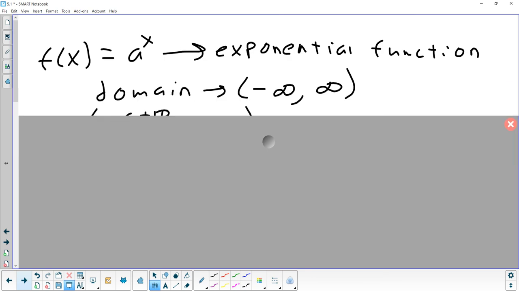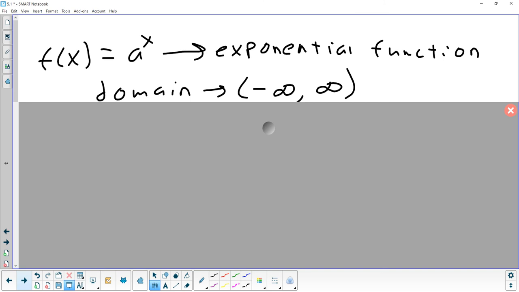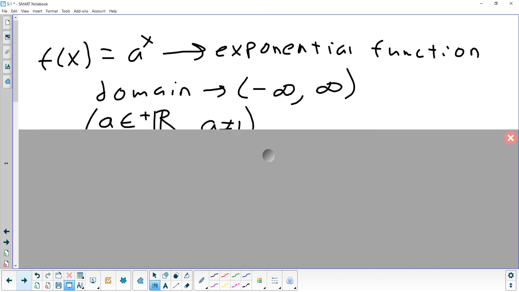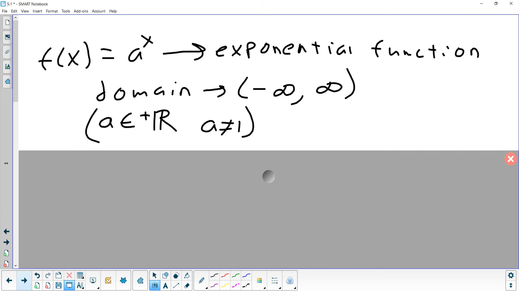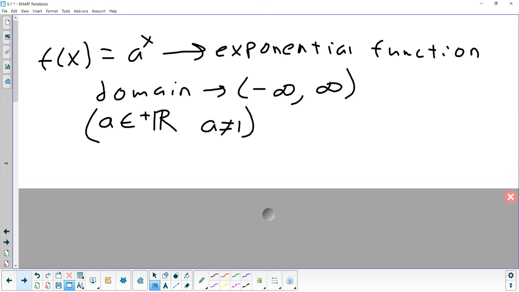So when we deal with an exponential, the domain for x is all real numbers. You can have the exponent be anything you want. Positives, negatives, and 0. Now the range, well, we'll talk more about that later. Okay, the range is a little bit different, and it depends on the graph. And remember, though, here, your base has to be a positive real number not equal to 1.